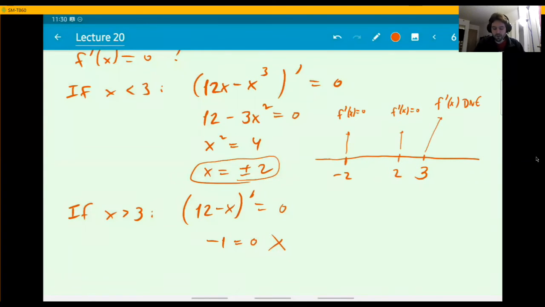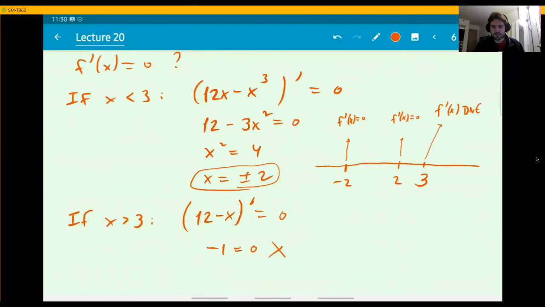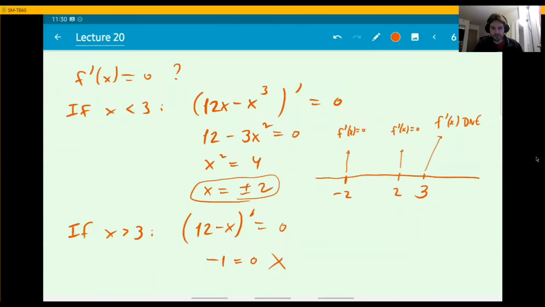Now, if you look back in the problem, they're saying use the first derivative test to classify these points as local max, local min, or neither. So we have to remember what the derivative test said. It says if f prime goes from plus to minus, then the point must be a local max. So that's what it says. We have to understand the sign of f prime in each one of the pieces. So let's try to do that.